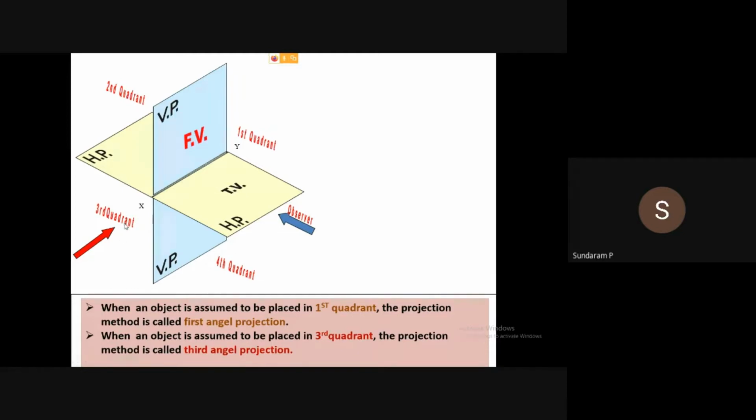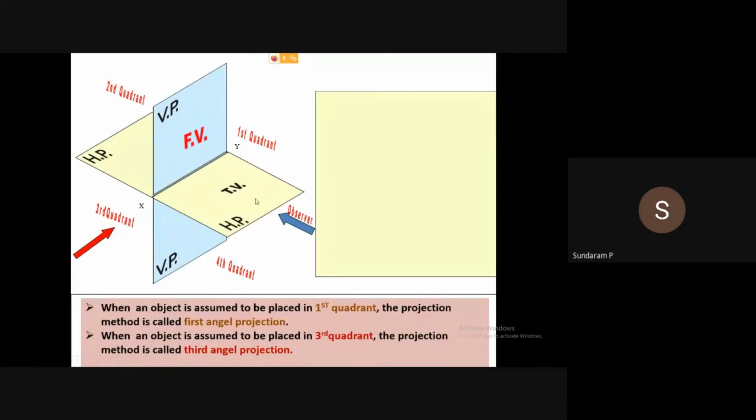So here we will ask the question: why are we not using the second quadrant and fourth quadrant? In the second and fourth quadrants it is very complicated to understand, because both the front view and top view come on the same reference plane. So we'll see one by one what the limitation is in the second quadrant and fourth quadrant.